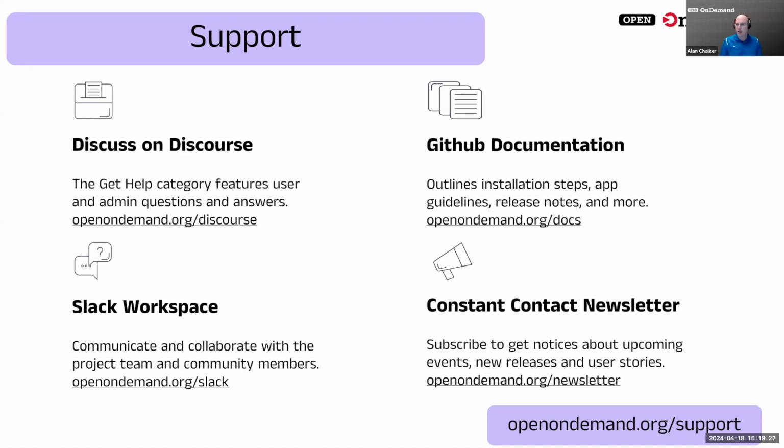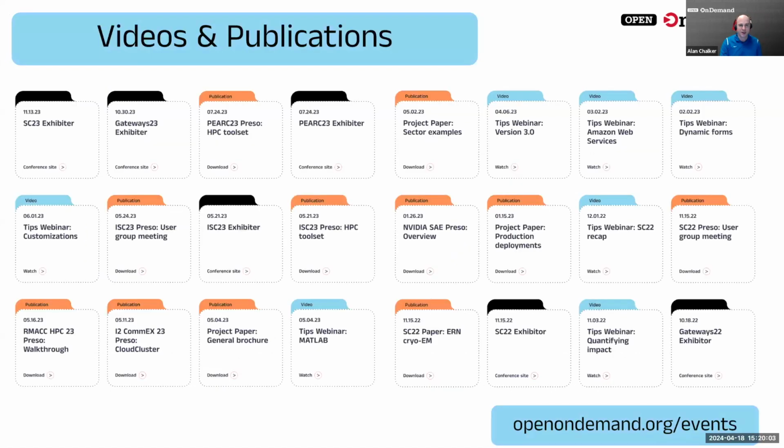I just saw today somebody posted a question, and one of our great colleagues from Arizona, Rick Anderson, chimed in and answered some very basic questions, which was fantastic. We do have some GitHub documentation that we're constantly updating and working on. And then please do sign up for our Constant Contact newsletter. We don't send out very many of these. It's less than once a month, so you won't get spammed, but it gets you notices of releases and upcoming events and things like that. All of this is accessible at openondemand.org/support.